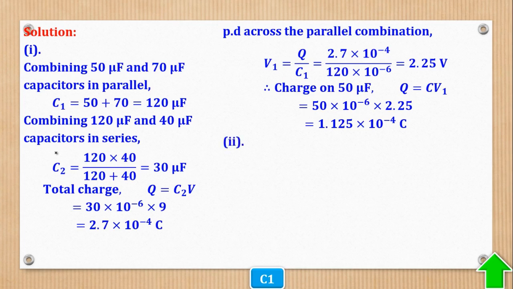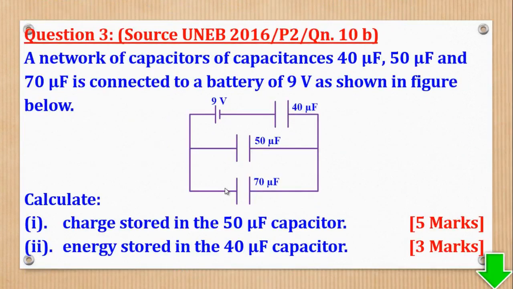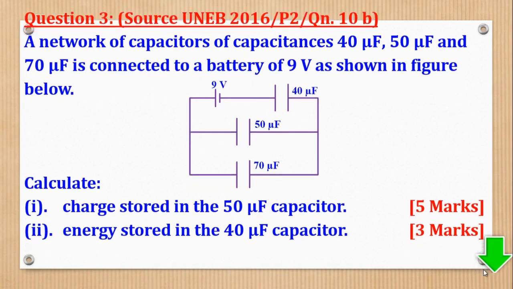So now we shall go to Roman 2. They want the energy stored in the 40 microfarad capacitor. So 40 microfarad, we know this will be the capacitance, and we also know the total charge. That will be the charge across that capacitance. Therefore, now that we know the capacitance and the charge, we can easily get the energy stored.